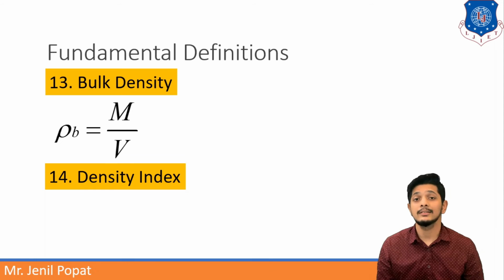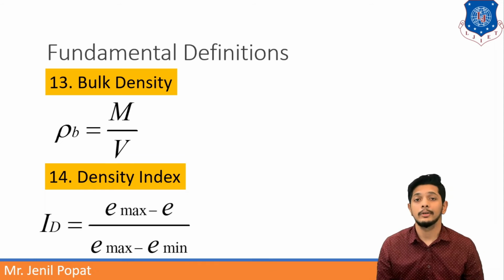Next definition, that is density index. It is denoted by ID, that is capital I and in suffix capital D. ID is equal to E max minus E upon E max minus E minimum. Here we know E, E is void ratio of the soil. Now what is E max and what is E minimum?